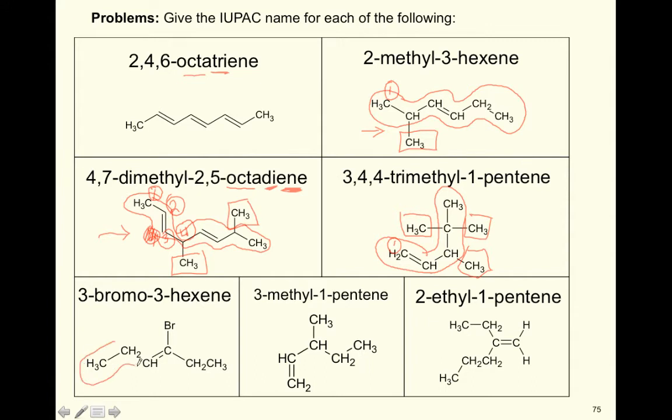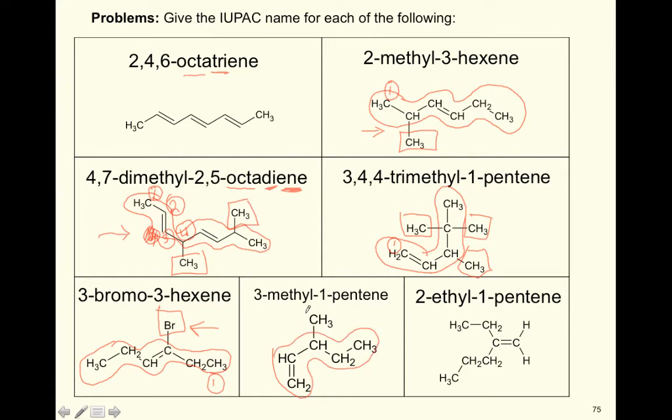On this one here, longest continuous chain, which contains the double bond, 1, 2, 3, 1, 2, 3. Well, the double bond's tied either direction, so what breaks the tie? The bromo needs the smallest number. The numbering system goes in this direction. This would be carbon number 1, and bromo's on carbon number 3. 3-bromo-3-hexene.